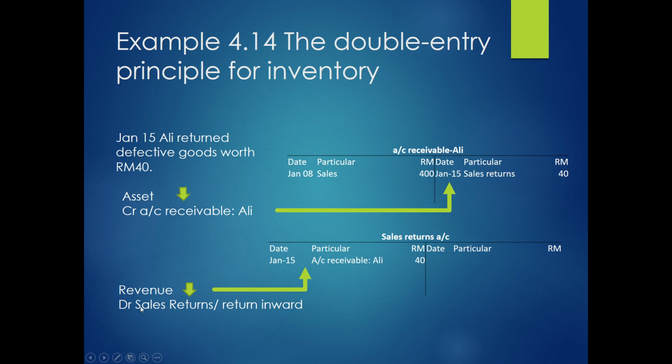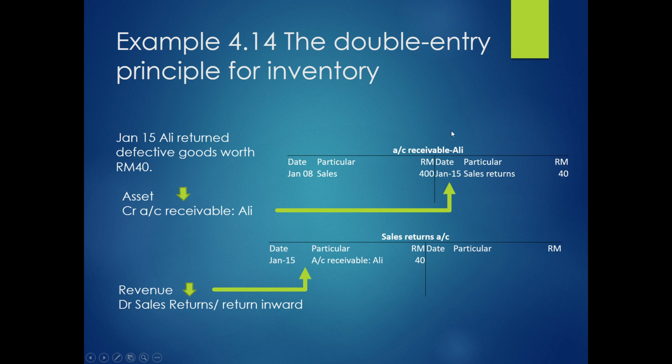So revenue decrease is debit. In the sales account, the entry will be made on the debits. In the debit side, January 15, particular is account receivable Ali, which means that the sales return was made by Ali, amounted to 40 ringgit.